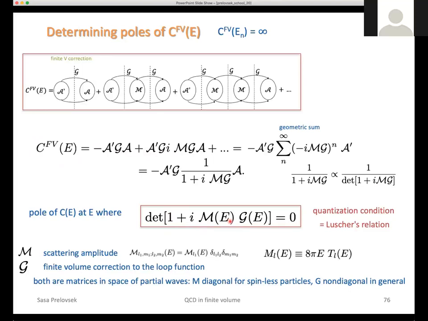And let me point out again, what does it relate? It relates M, which is the scattering amplitude we are after, at this energy. And it contains also this G, which is a finite volume correction to the loop function, which we'll have to work a little bit more to really tell what it is, right? But we know that this G is the finite volume correction to this product of two propagators. It's nothing so difficult. Okay, it will be some kinematical function.